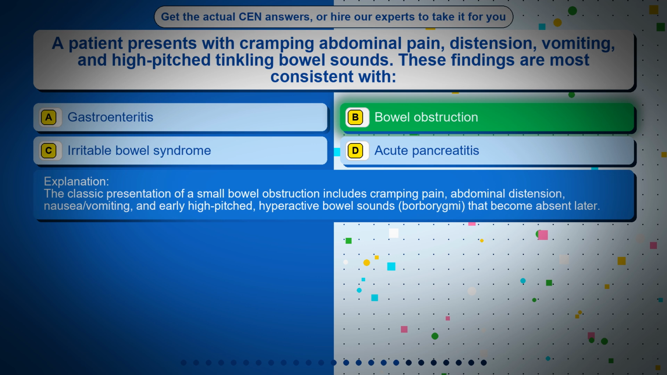The classic presentation of a small bowel obstruction includes cramping pain, abdominal distension, nausea and vomiting, and early high-pitched, hyperactive bowel sounds, borborygmi, that become absent later.